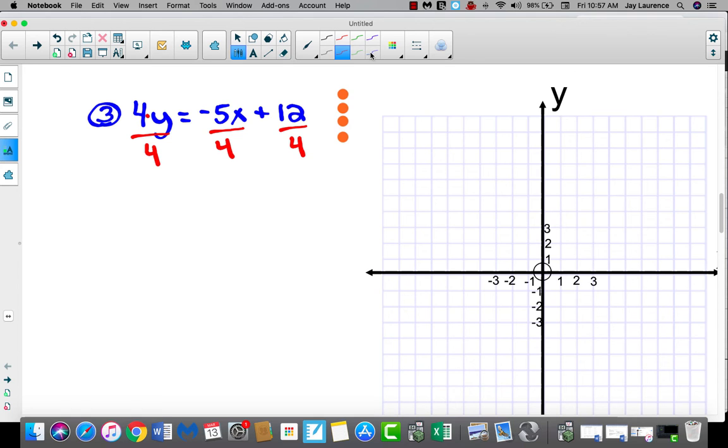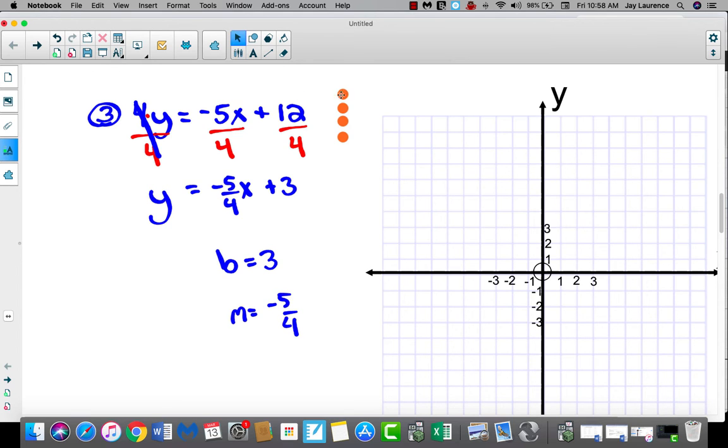All right, and so when I do this, I'm going to get y, because those 4's just canceled out, equals, don't make this hard. You see negative 5 fourths? Leave it like that. Don't turn it into an improper or a mixed number or a decimal. Leave it like that. You can count rise and run so simply. And then 12 divided by 4 is 3. So now my y-intercept is 3, and my slope is negative 5 fourths.